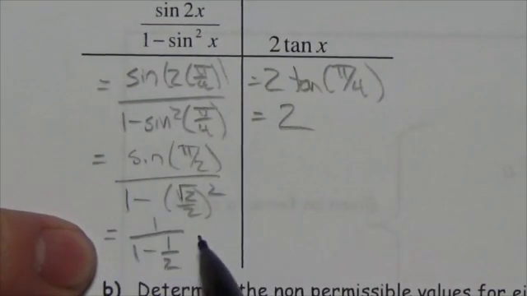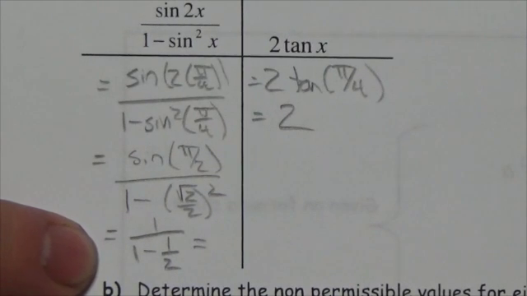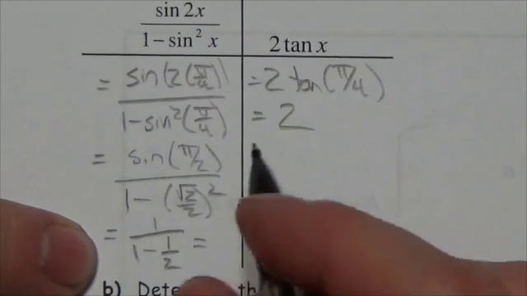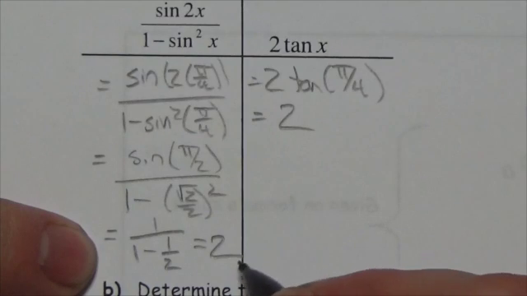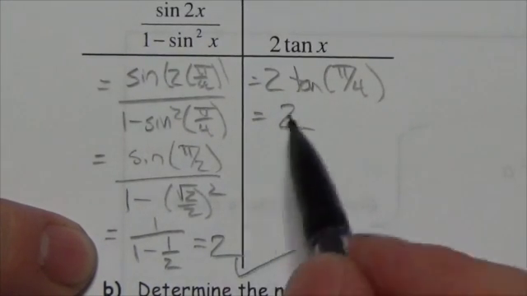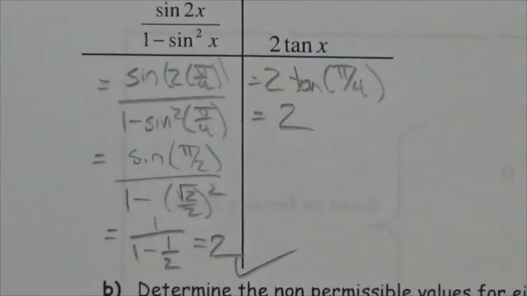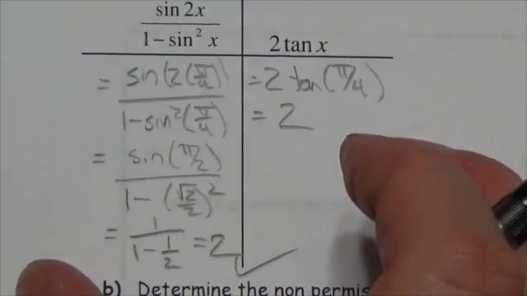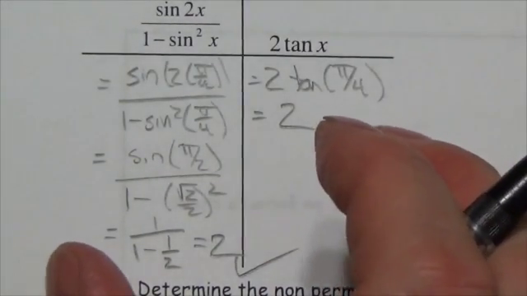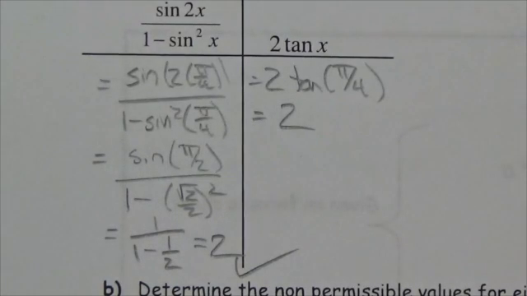Now, let's just think about this. 1 minus a half is a half. 1 divided by a half is, in fact, 2. And so there we go. We were able to show that the left side and the right-hand side are independently equal to the same thing. So we verified it for pi over 4. Again, that doesn't prove anything. It just demonstrates that it's true for this one particular value.